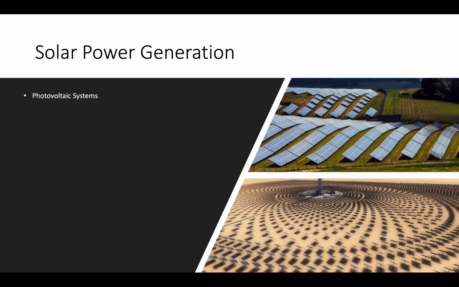Solar power generation. There are 2 typical systems for solar power generation. We have photovoltaic cells, which you see in the top right, and then we have concentrated solar power, which is at the bottom right.